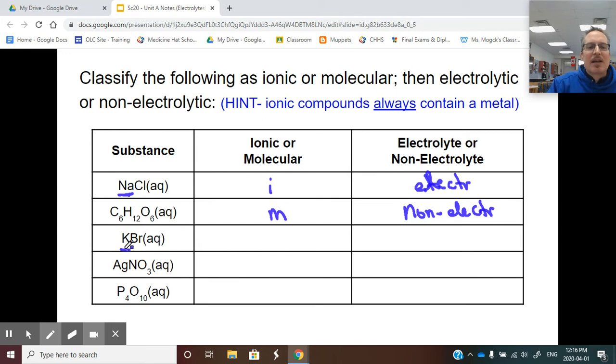KBr, put my finger on it. Potassium is a metal, therefore it's ionic. This is going to be an electrolyte. AgNO3. Ag, silver, is a metal, therefore it's ionic. This is also, why do I keep spelling it wrong? Going to be an electrolyte. And last but not least, P4O10. Phosphorus is a nonmetal, oxygen's a nonmetal. This is going to be molecular. Therefore, this is a non-electrolyte.